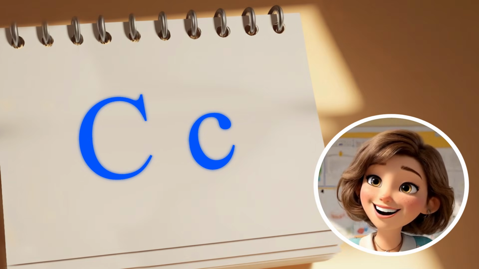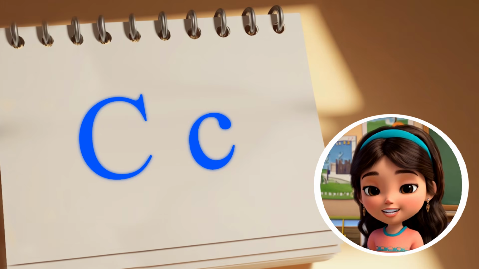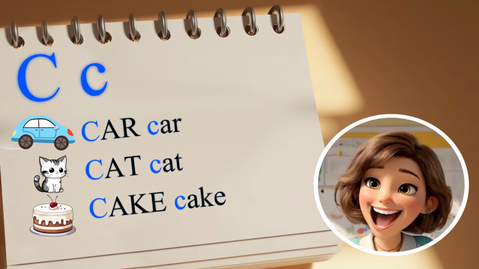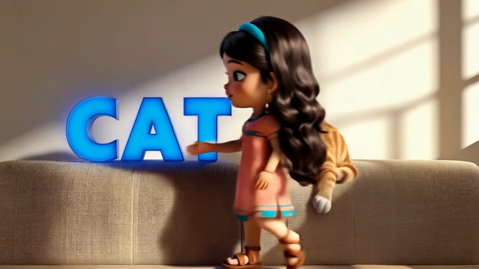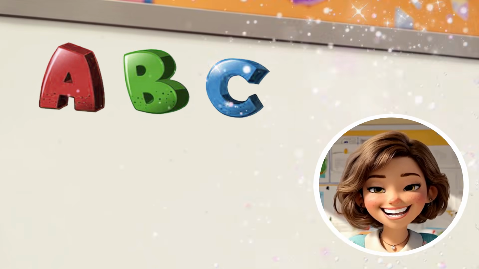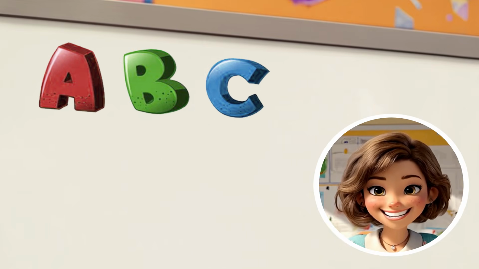Now we need the letter C. I'll need a clue. Sure, Annie. You can look for a car, a cat, or maybe a cake. Meow. I found a cat and the letter C. Wonderful, Annie. Now we have A, B, and C.